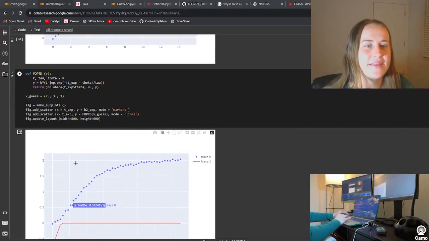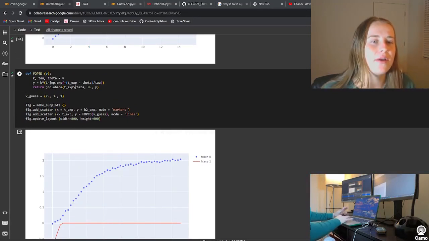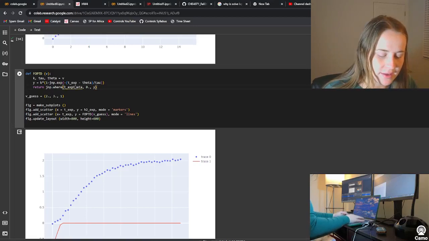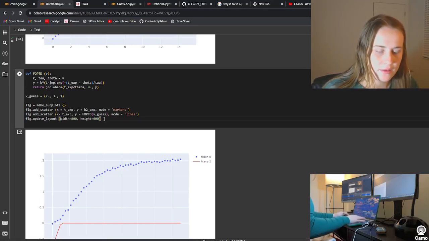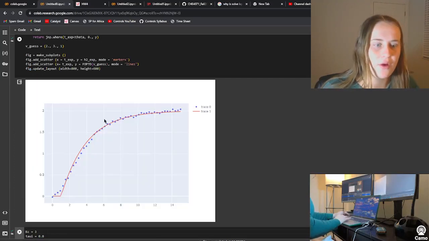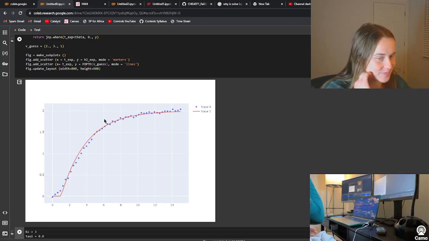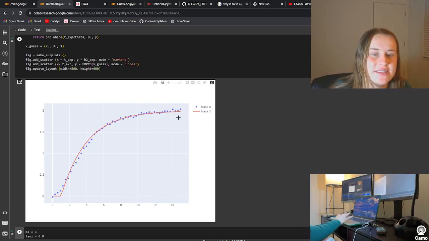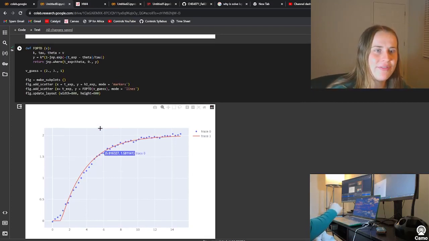Let me go up and look at this one more time. Oh, okay, wait. This needs to be the other way. This needs to be like that. Oh, much better. Okay, so this is fitting the data. This is this line for the FOPTD.